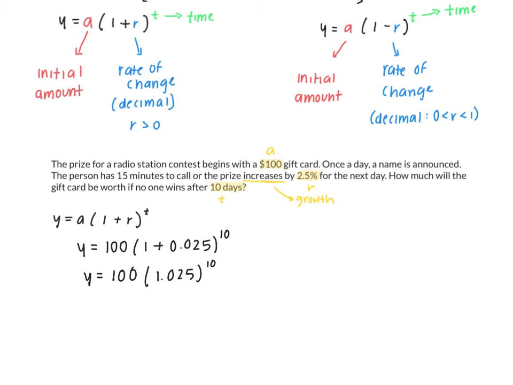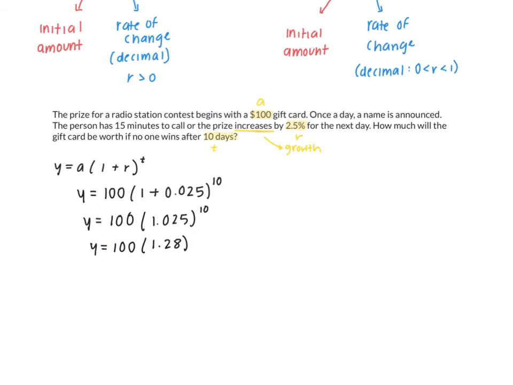Then we're going to handle the exponent. Notice the exponent is only applied to what's in the parentheses. So you're probably going to have to type this into your calculator, but the value that you would get when you raise 1.025 to the 10th power is going to be 1.28, and we will round that to 2 decimal places. And then finally, we're going to multiply 100 times 1.28, which we get 128. So after 10 days, the gift card will be worth $128.